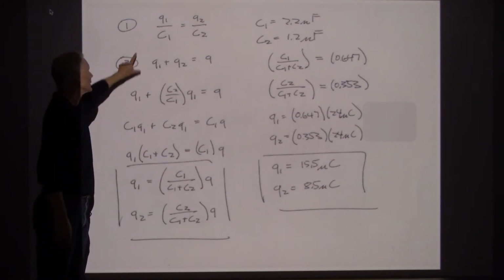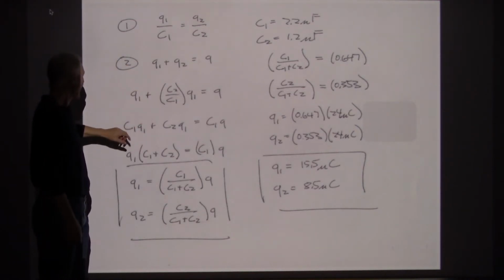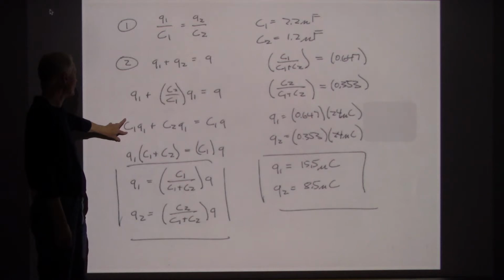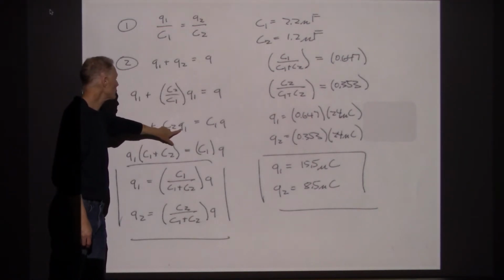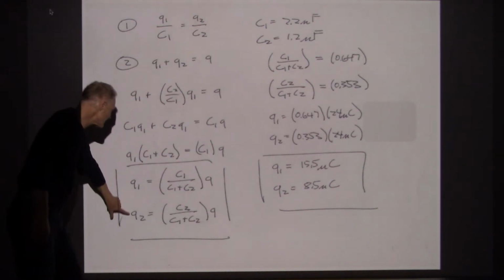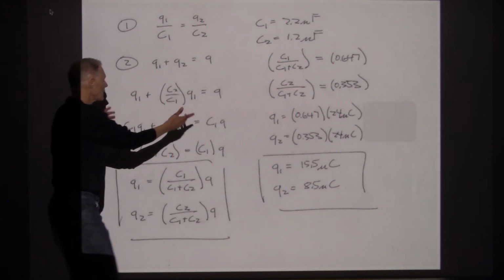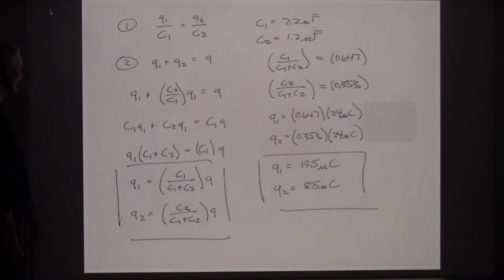So now, instead of 2 equations and 2 unknowns, I have 1 equation and 1 unknown, and it says that C1 times Q1 plus C2 times Q1 is equal to C1 times the total Q. It's not 9, I'm sorry, that's total Q. I'm having a bit of an issue with the notation; the little q's and total Q's don't work as well.